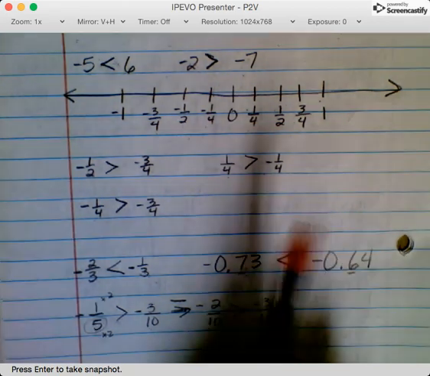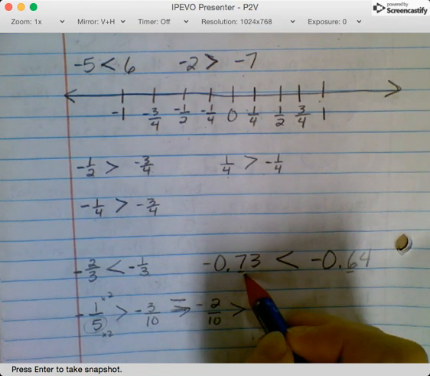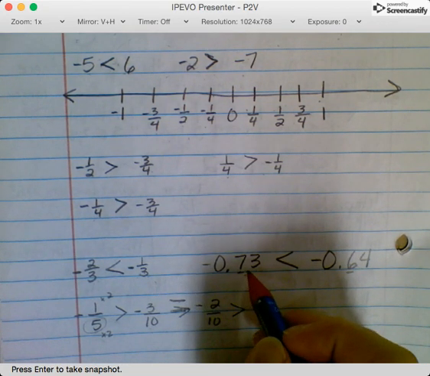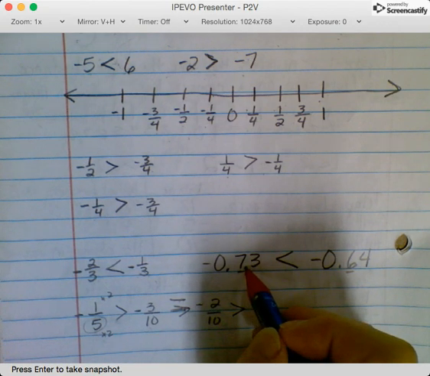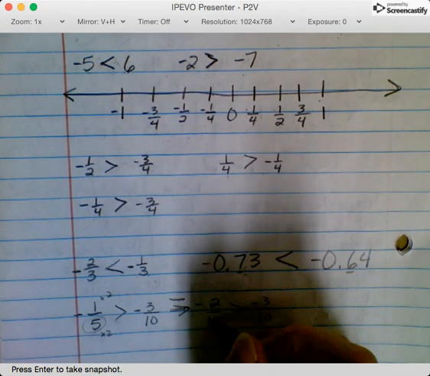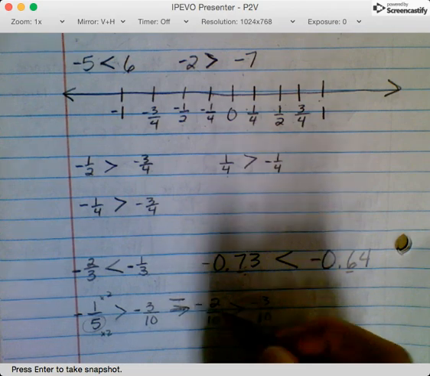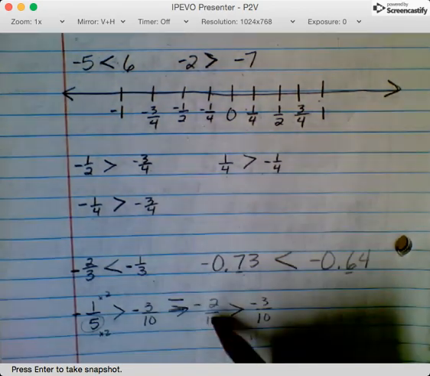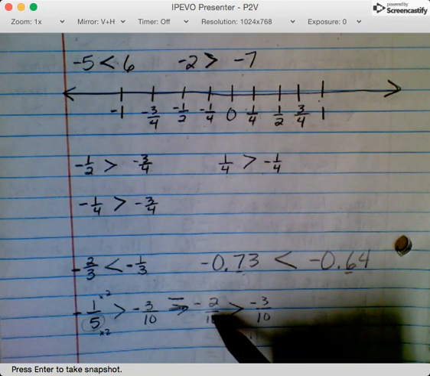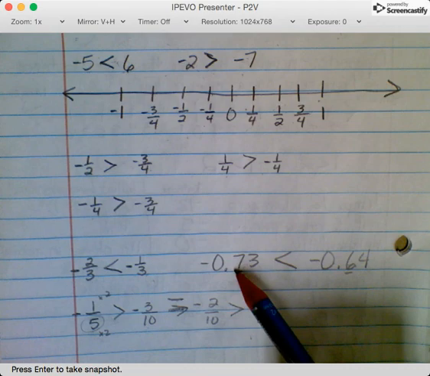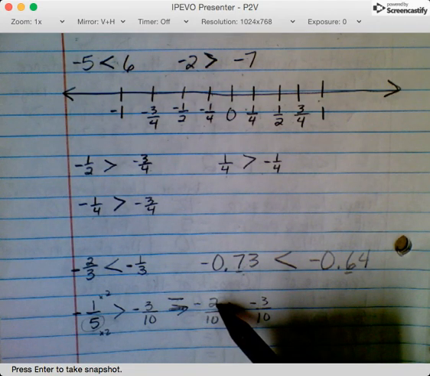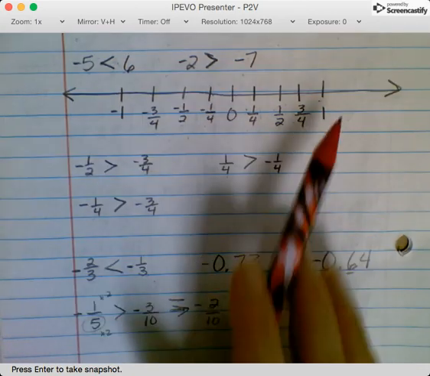Another thing you may run across is comparing and ordering a decimal that's negative and a fraction that's negative. Just know that you want to put those both in the same form. So if I had a negative decimal and a negative fraction, I would either make them both fractions or both decimals. Okay, I hope that helps you guys.